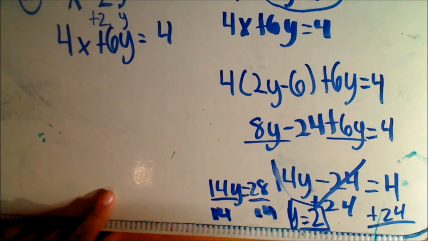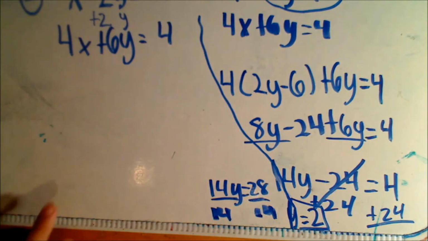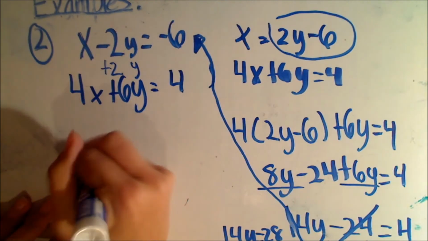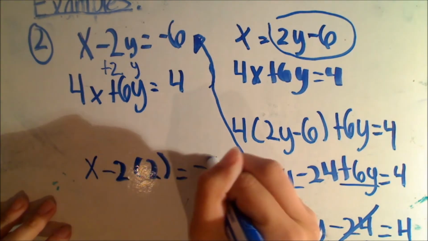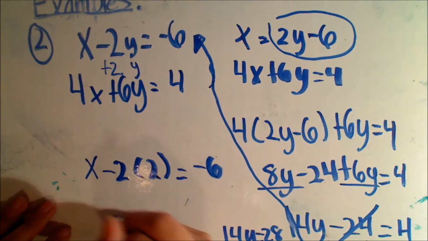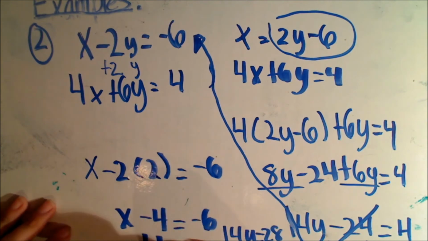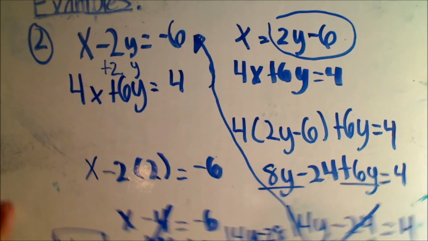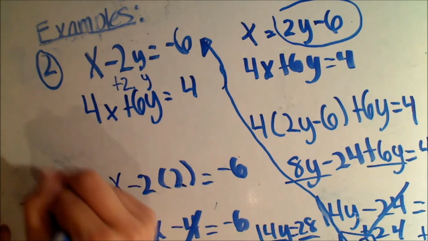The y is a little messed up. You plug it back in to the original equation. So we're plugging the y equals 2 back in up here. So it's x minus 2 times 2 equals negative 6. So we get x minus 4 equals negative 6. Add 4 to both sides, and we get x equals negative 2. So that really means the answer will be negative 2, 2.